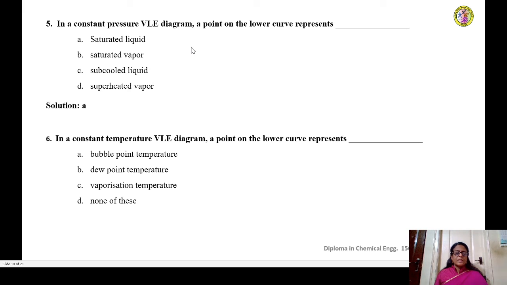The next question is like this. In a constant temperature VLE diagram, a point on the lower curve represents. If the point on the lower curve in a constant pressure VLE diagram represents a saturated liquid, then in a constant temperature VLE diagram, a point on the lower curve represents the opposite. Okay, it's a dew point temperature. So option B is the right answer for this particular question.